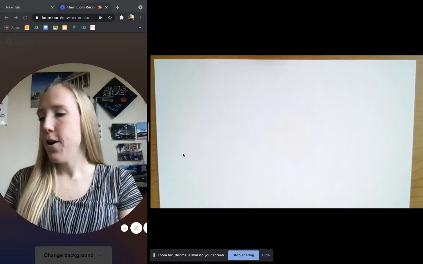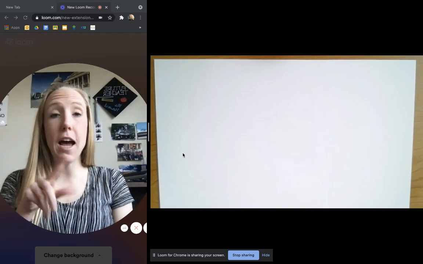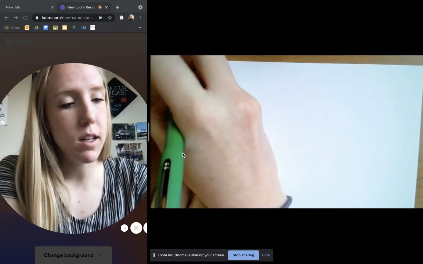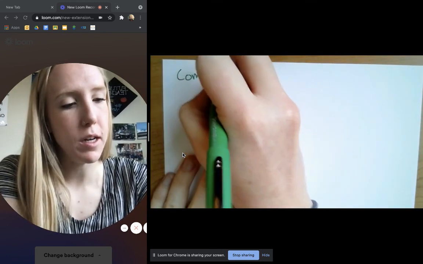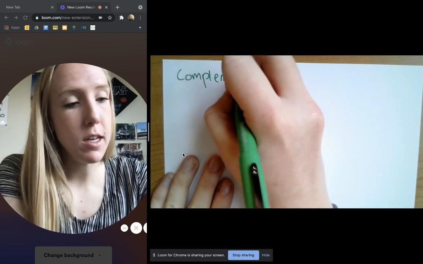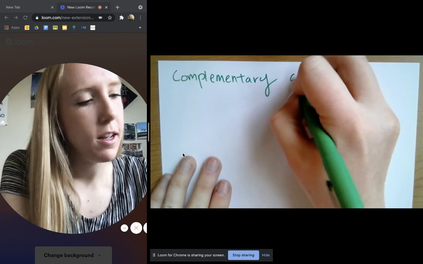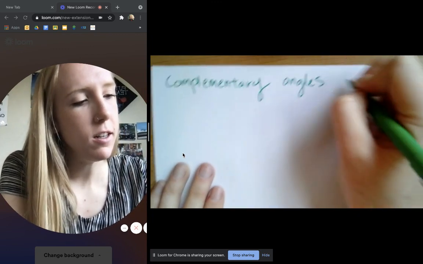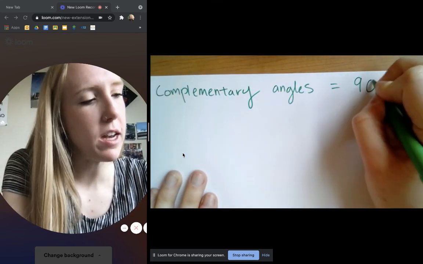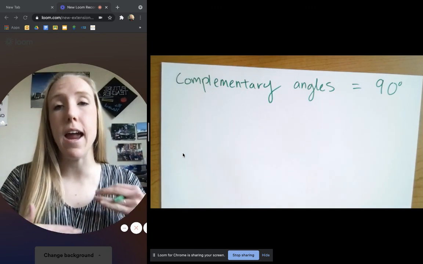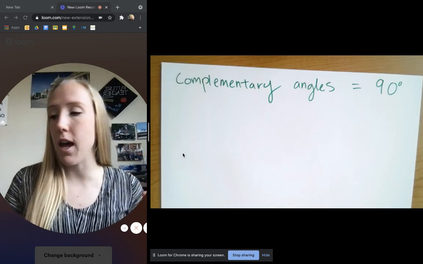Hi guys. All right. So the last thing we learned about with angles was about complementary angles. And we remember that they equal 90 degrees. So they're angles that add up to 90 degrees. So they make a right angle. We're just kind of reviewing what we learned last.